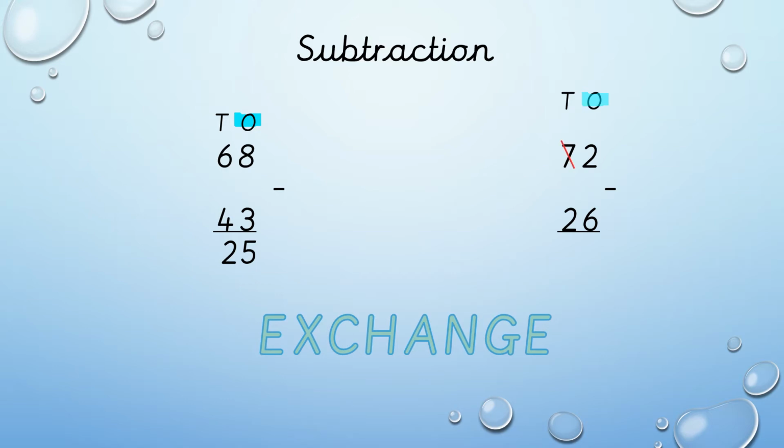We look at our tens column. We can exchange a 10 from there. That leaves 6 tens, and the 10 that we have just exchanged joins the ones. 1 10, add the 2 ones, gives us 12. 12 take away 6 is 6. 6 tens take away 2 tens, leave us with 4 tens, and the answer is 46.